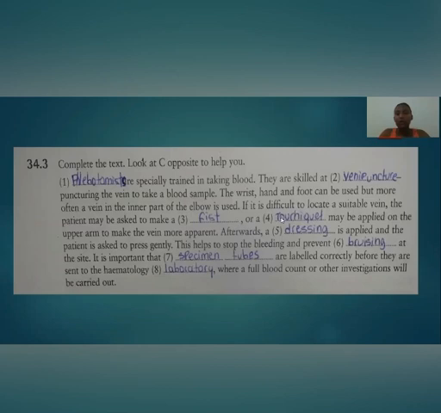If it is difficult to locate a suitable vein, the patient may be asked to make a fist, or a tourniquet may be applied on the upper arm to make the vein more apparent. Afterwards, a dressing is applied and the patient is asked to press gently. This helps to stop the bleeding and prevent bruising at the site. It is important that specimen tubes are labeled correctly before they are sent to the hematology laboratory, where a full count or other investigations will be carried out.